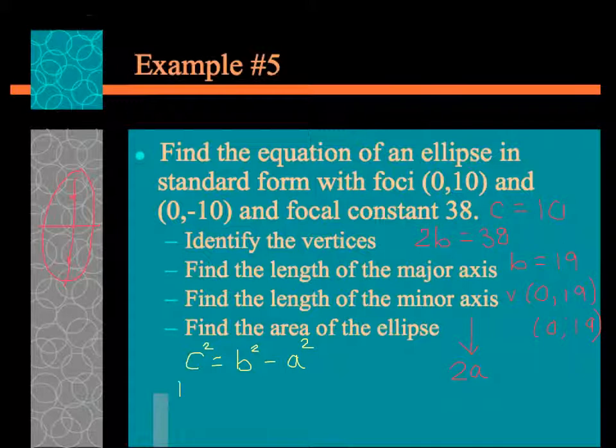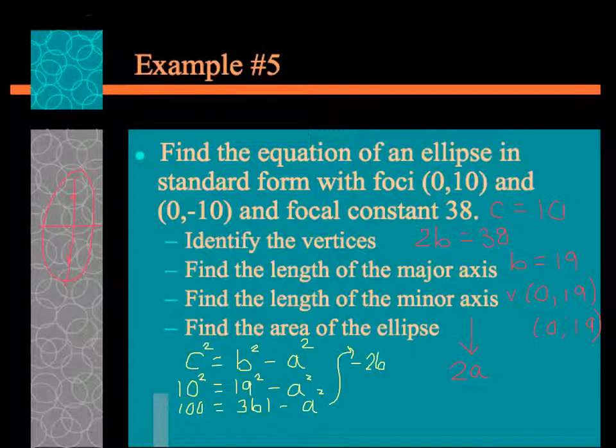c is 10, so 10 squared is equal to b squared, which would be 19 squared, minus a squared. And we now want to solve this for a. So 100 is equal to 361 minus a squared. To solve for a, we'd need to subtract 361 from both sides. So we'd get negative 261 is equal to negative a squared. So finally, multiply both sides by negative 1, and you've got a squared is equal to 261.